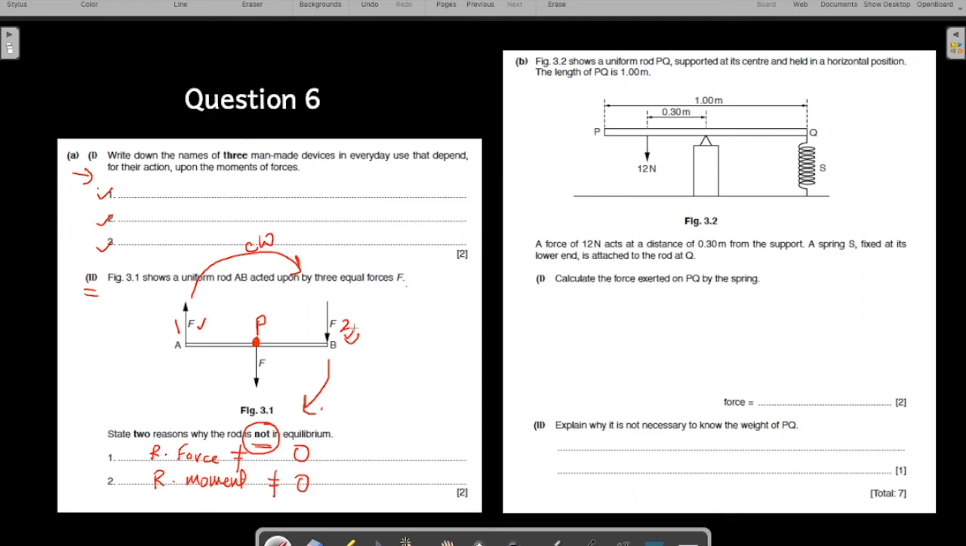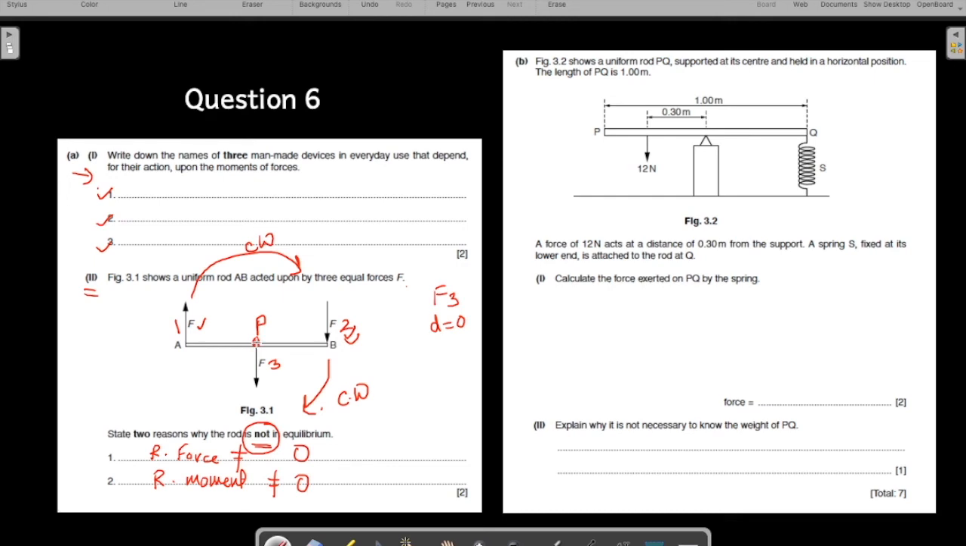Force number 2 is also creating a clockwise turning. Force number 3 is not creating any turning because it is right at the pivot. I am naming the three forces as F1, F2 and F3. For force 3, the distance from the pivot is 0. So therefore, the moment created by force 3 is 0.